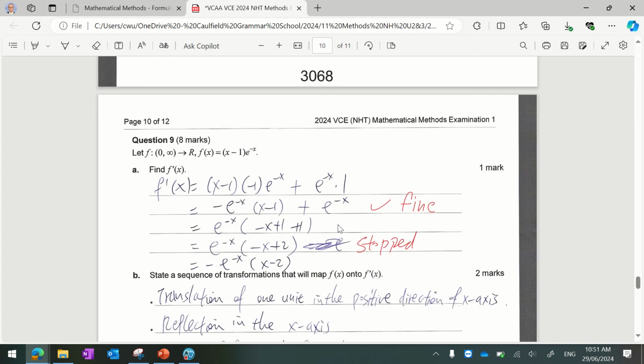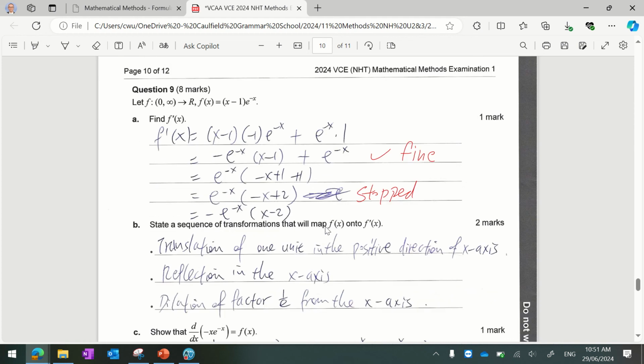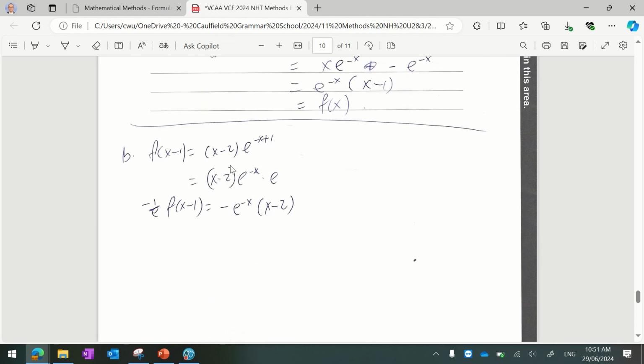And now it's looking kind of nice, because it's negative x, positive x in my f dash, and negative x, positive x in my f, and it's e to the power of negative x in both. So that's good. The differences are the negative sign, and x minus 2 versus x minus 1. And here's my working out.